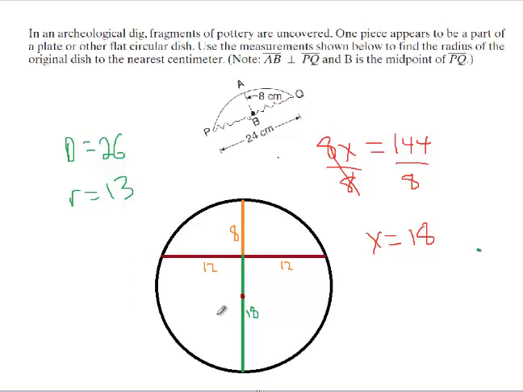So here we just used the two rules. We used the rule that the products of the segments of two chords that intersect each other have to be in proportion. The products have to be equal. And we used the rule that a diameter is a perpendicular bisector of any chord that it intersects.